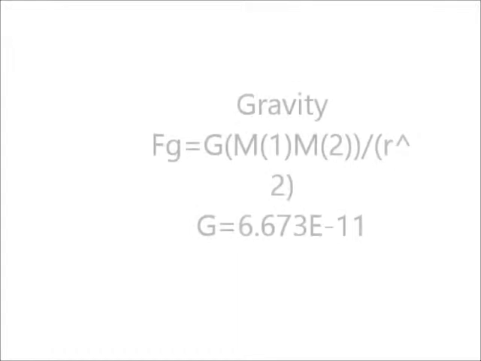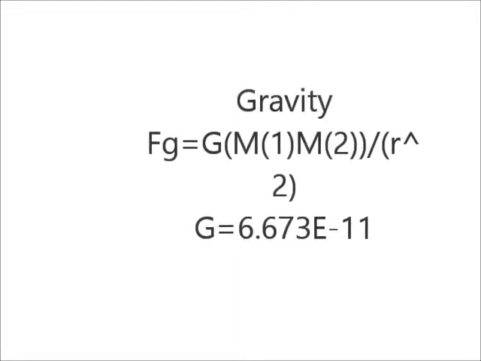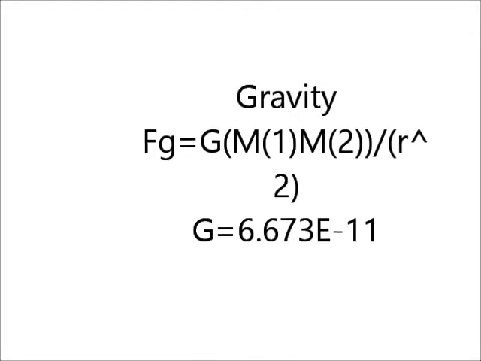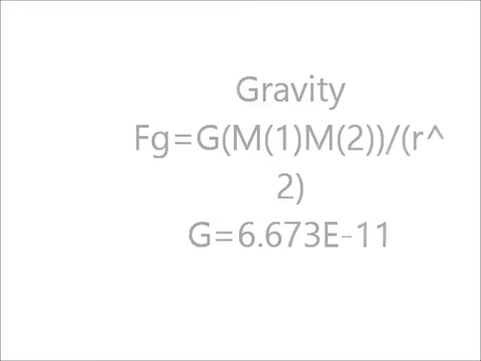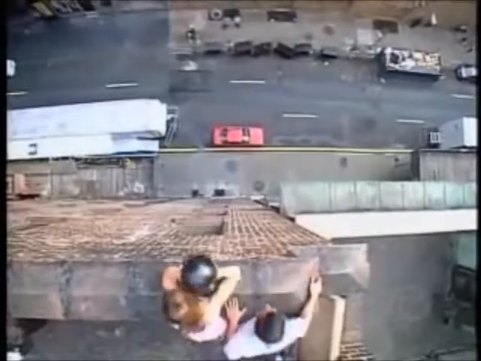Part 5 of Chapter 7 is all about Newtonian gravitation, and the only equation you need to know for this one is Fg equals capital G times m1 times m2 divided by r squared, and that'll give you the force of gravity. Here's a clip showing gravity at work.